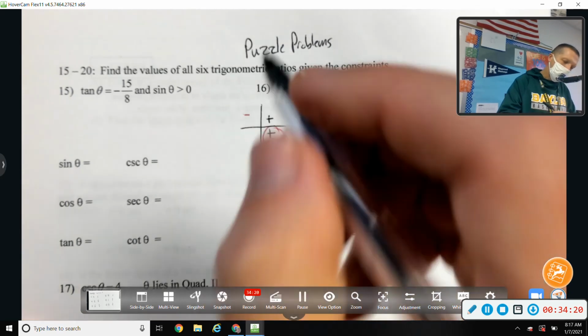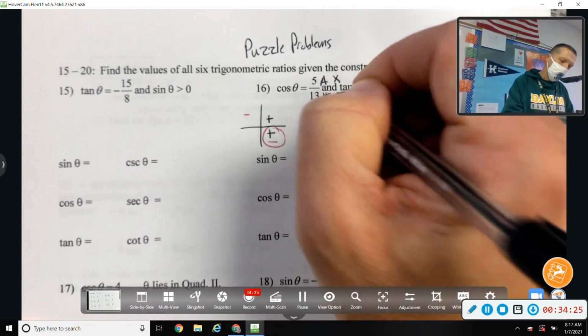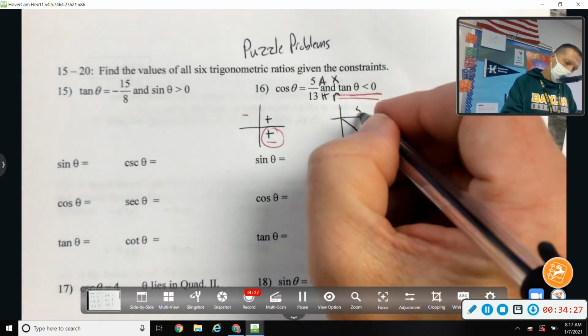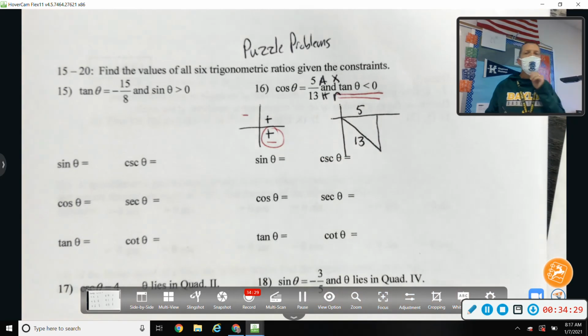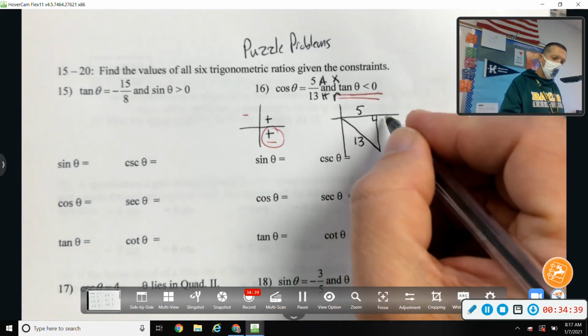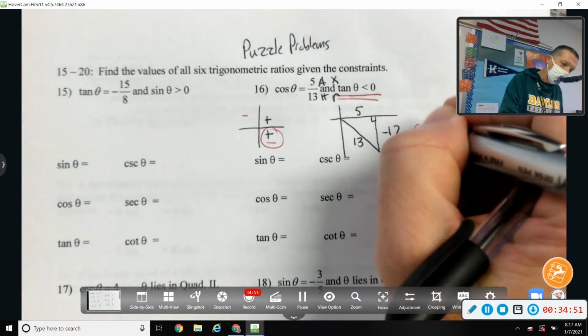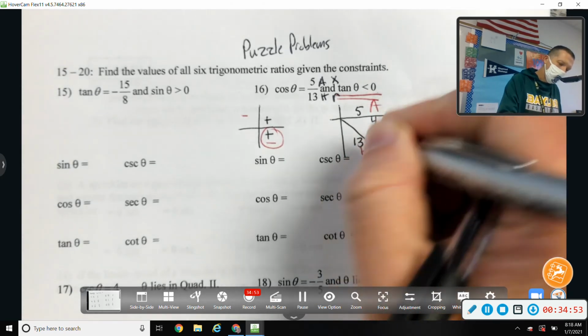I know that cosine is adjacent over hypotenuse, or x over r. So 5 and 13. What's my opposite side? You know this triangle? 5, 12, 13. Except that it's not 12, it's negative 12. And then I can answer all the questions because I've got my picture drawn. And maybe even labeled to make it even easier.